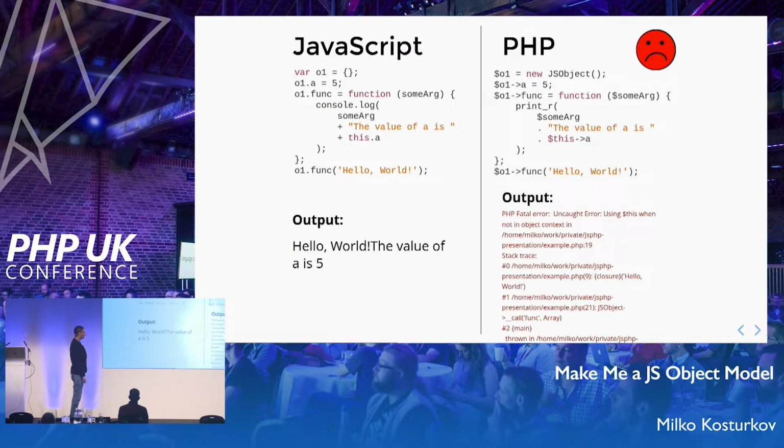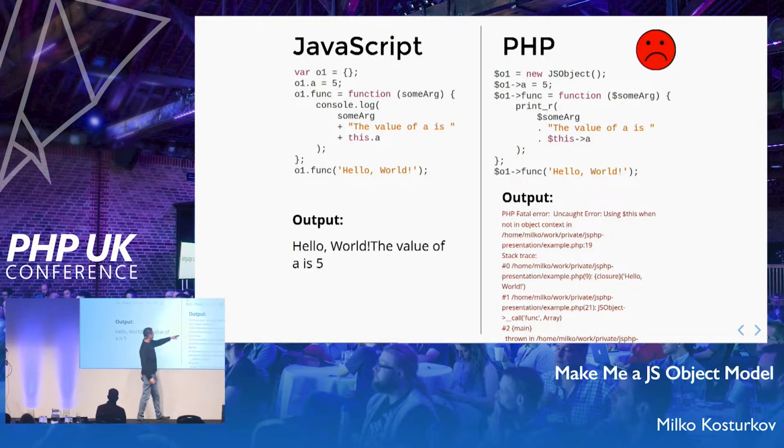Nah. Again, fatal error, this won't work. Why? Well, because when we call our function, it is not bound to any sort of a context. So there is no this. And this is what the fatal error tells us: Uncaught error, using this when not in object context. Can we do something about it? Yeah, of course we can.